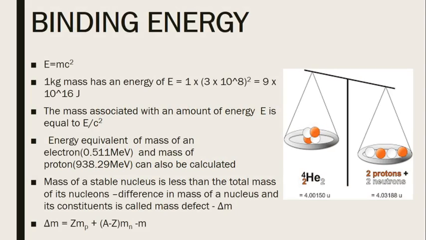Starting from the famous mass energy relation, that is E equal to mc square, derived by Albert Einstein in the special theory of relativity. We can calculate the energy equivalent to a mass m by the equation E is equal to mc square. A 1 kilogram mass will have an energy E is equal to 1 into c square, isn't it? So it will give you 9 into 10 raised to 16 joule. That means a 1 kilogram mass has an energy of 9 into 10 raised to 16 joule.